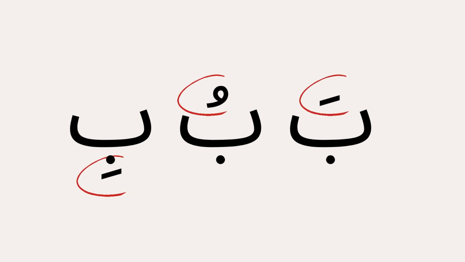Okay, so according to these marks, if we read it from right to left, it would be ba, boo, bi. So a single letter produced three different sounds according to those diacritical marks: ba, bu, bi. So we need to know, at least for now, these three diacritical marks to be able to read Arabic words.